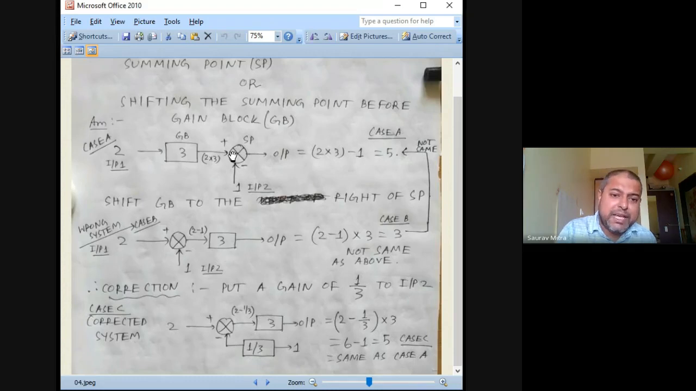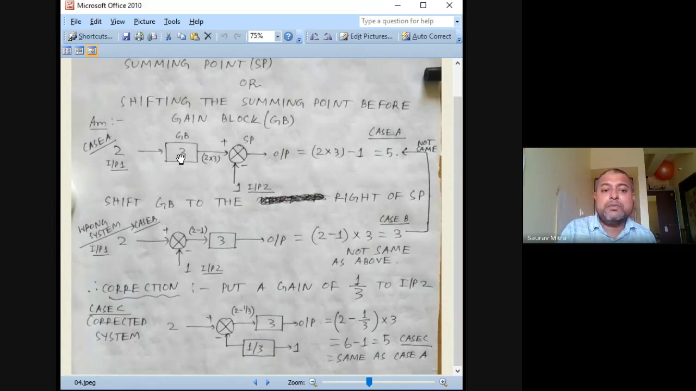Okay, so if you are shifting this summing point to the left side of the gain block, in that case another change we have to make. What is that? We have to connect a gain of 1 by 3 in the second input. What is this 1 by 3? As this is the gain 3, then 1 by 3 is there.